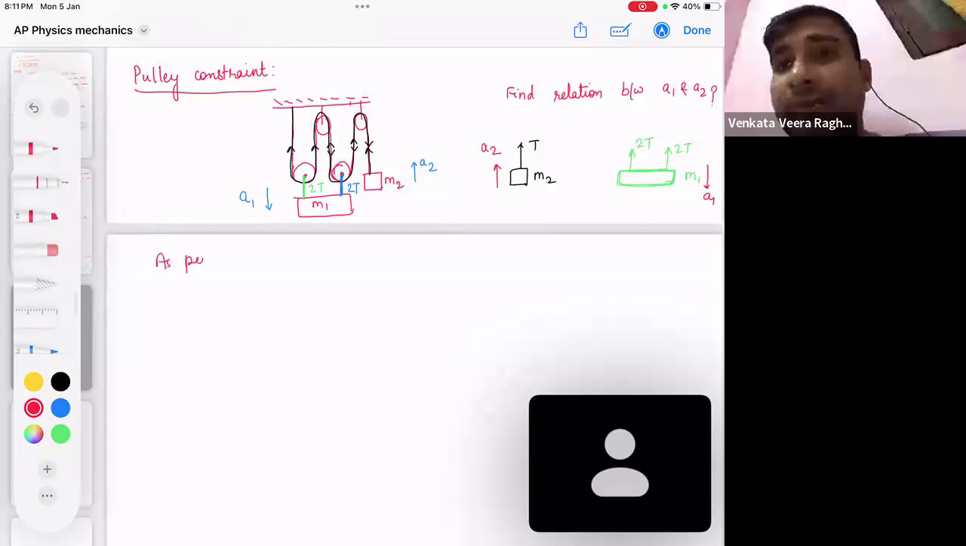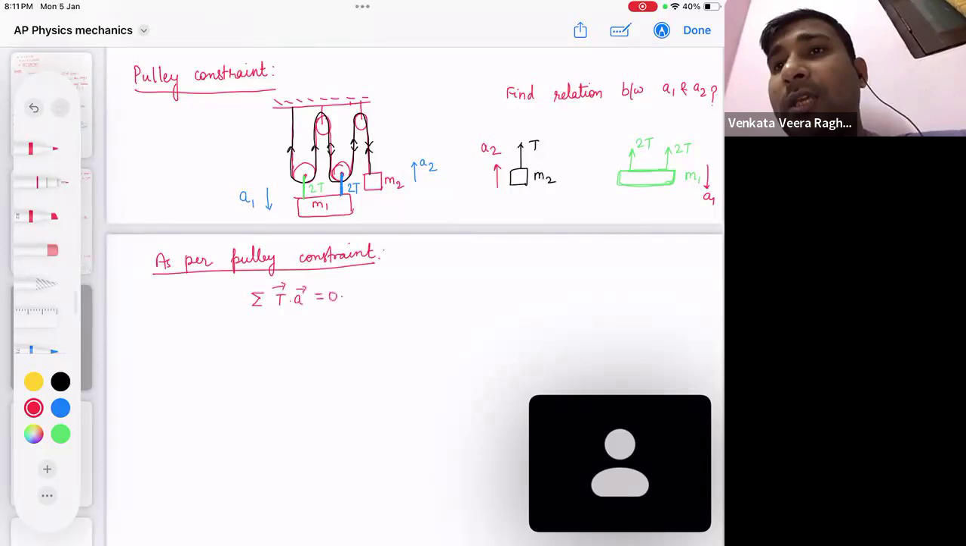So as per pulley constraint, what will we get? What does the pulley constraint say? As per pulley constraint, summation T dot A should be equal to 0. What is T and what is A? T is the tension acting on the block. A is the acceleration of the block. And dot means we are taking the dot product of tension and the acceleration.